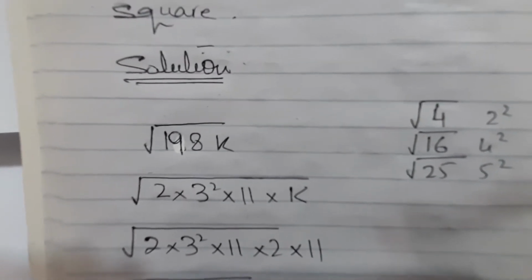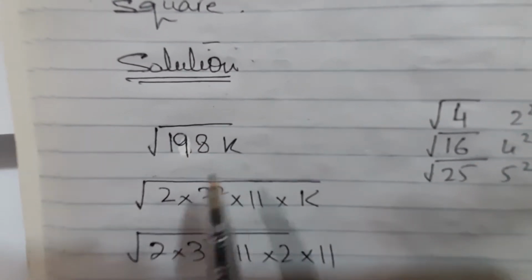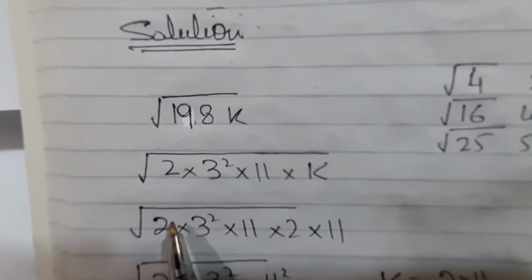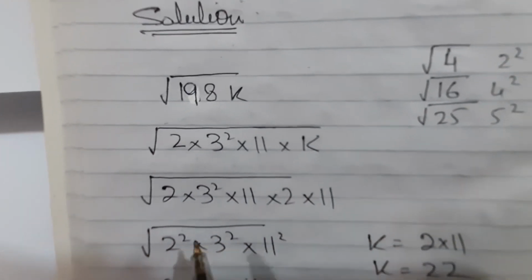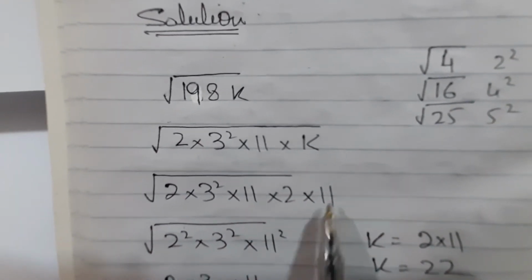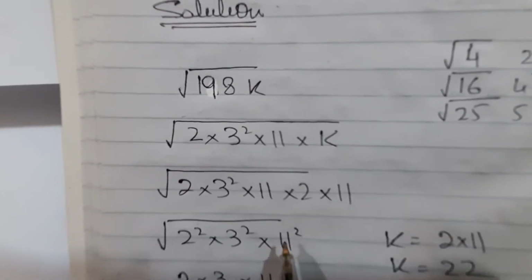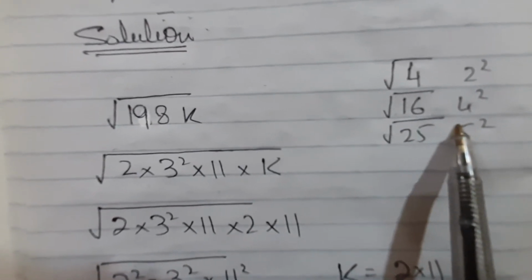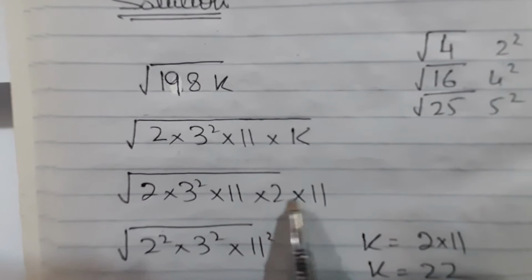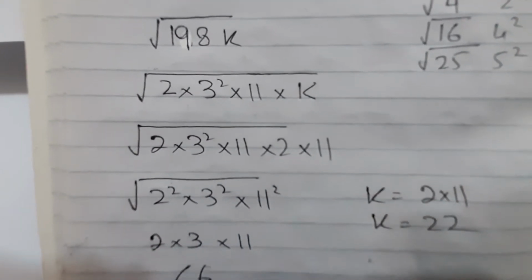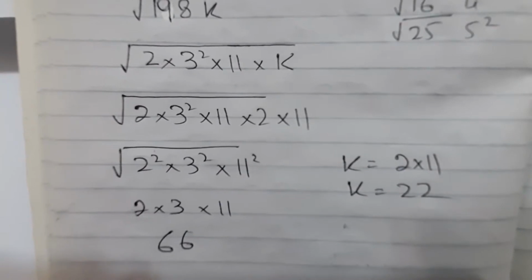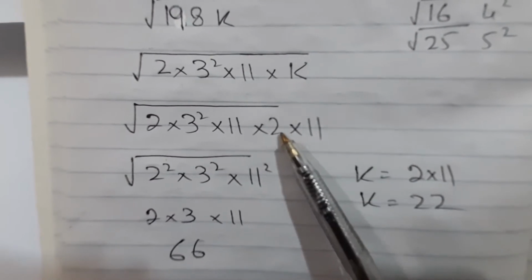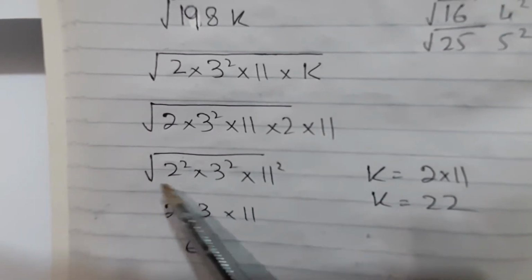Okay, so 198 multiplied by k, and 198 is given to you here. So I told you that I need one more 2, then it will become 2 square, and I need one more 11, then it will become 11 square. And why do we need? Because we know in perfect square we always have pair of numbers, right? So what is extra I need? 2 and 11, which means 22. So k should be 22, right?